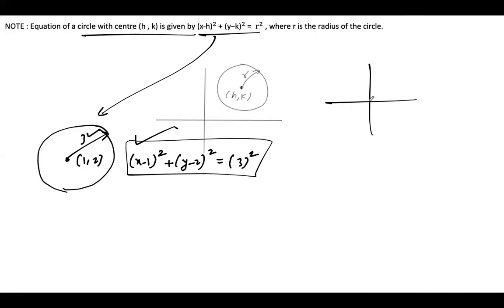So let's say, Alia, if I ask you, find the equation of circle having its center at origin and radius as 4 root 2. How will you write the equation of that circle?